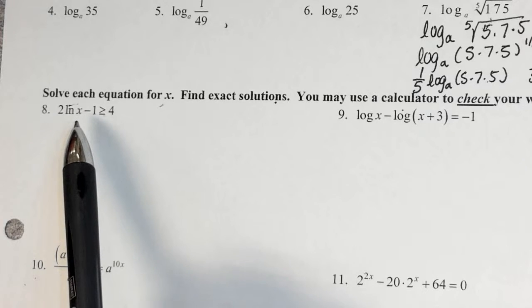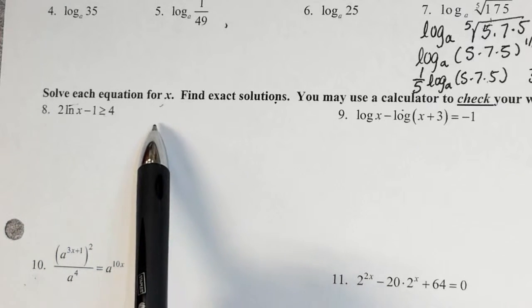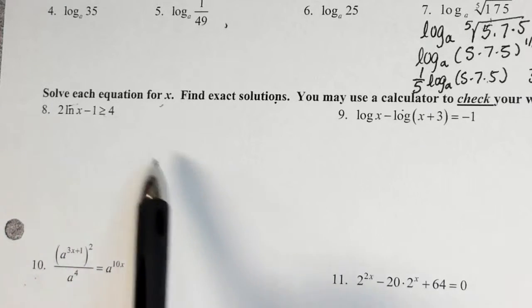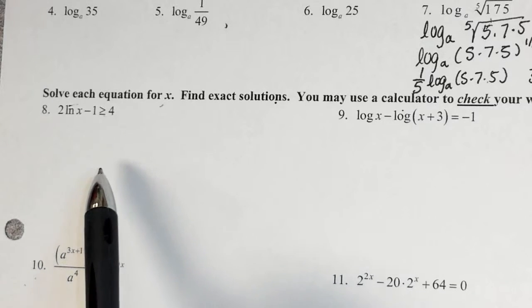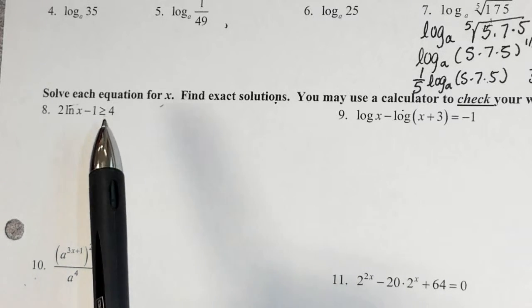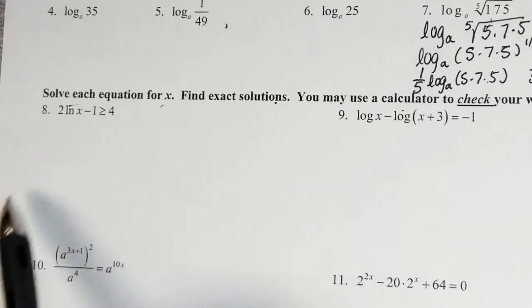How do you get rid of the natural log? What do you use? Exponential. You'd have to do e to the whatever, you'd have to swirl it around, okay? So you'd have to get your answer, and then you'd have to figure out, are you going to be x greater than that value or x less than? That's all I'm going to say about that one.